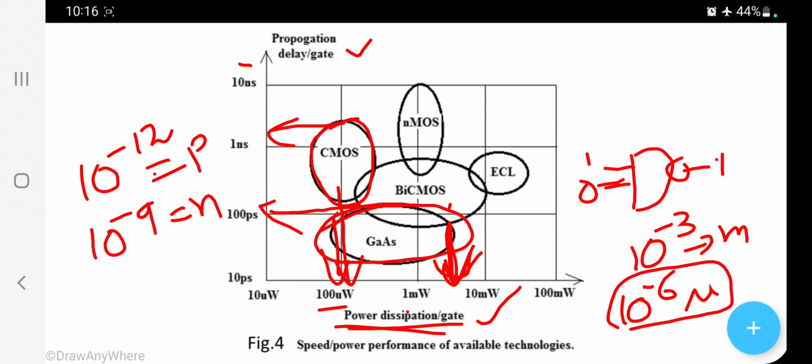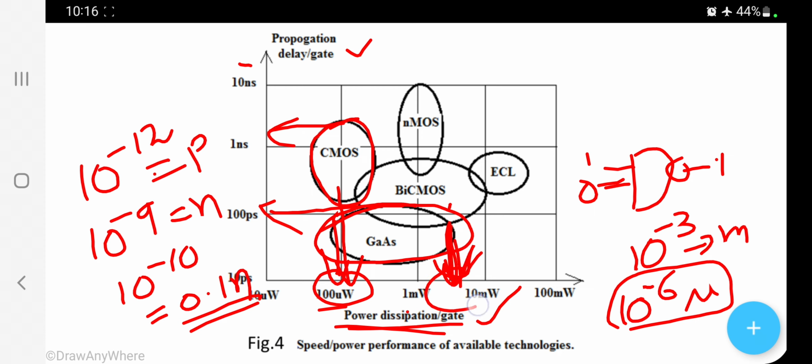100 picoseconds. 100 pico means how much? 10 to the power of minus 10, which is 0.1 nano. I think you know this, 0.1 nano, whereas CMOS is in nano, so gallium arsenide is almost 10 times faster. But the power dissipation, when you observe, is 100 microwatts for CMOS, but here it is entering into the range of milliwatts.